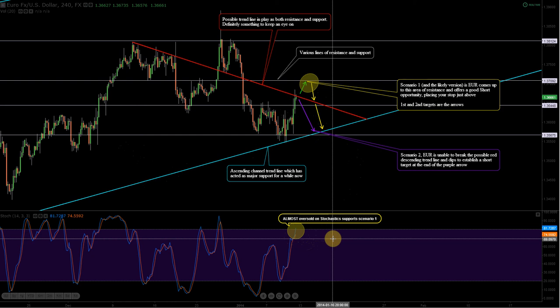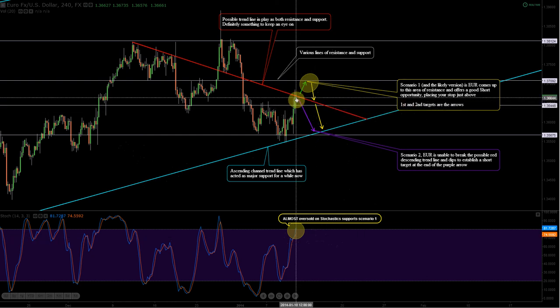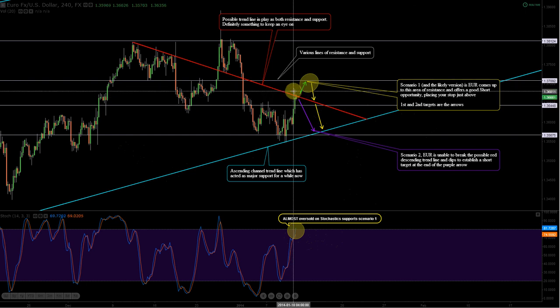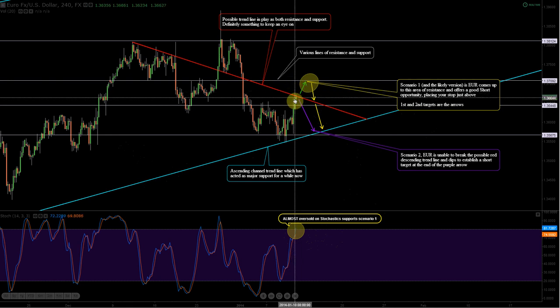Scenario 2 is simply we bounce off of this descending red trend line, and it looks like it's going to fail at this point, as we have a pretty long wick on this candle. Given the well below expected value we got from the unemployment rate, or the payrolls, excuse me, from Friday, it's very likely that this is going to continue up. But we do have a long wick. It tried to break above this red trend line and was unable to do so.